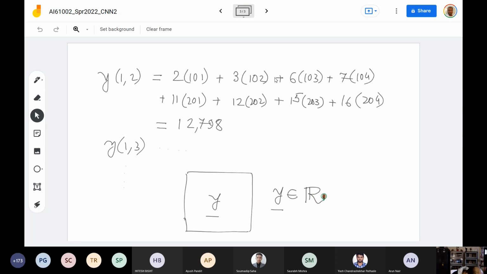So the size of y is, it will have one channel. Now it will have number of rows. So what is the number of rows which I have? I have m minus h plus 1 cross n minus w plus 1. Okay.